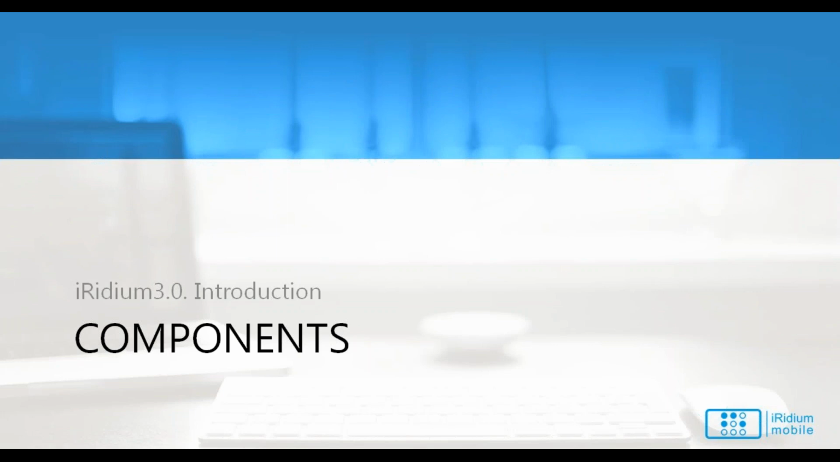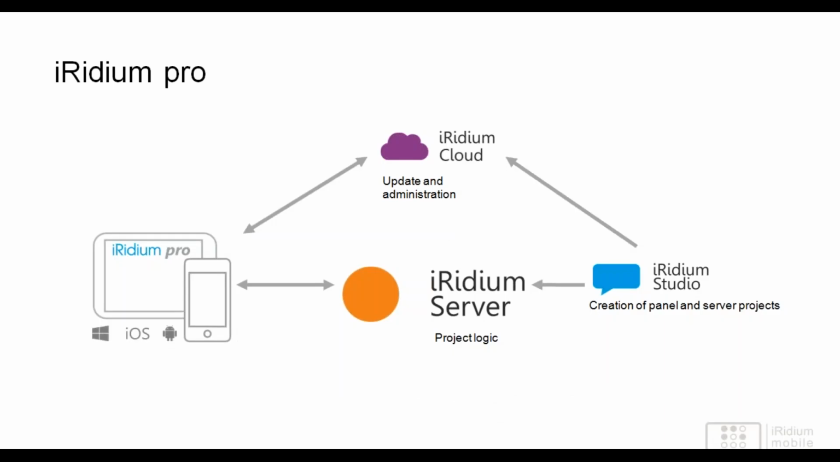A few words about our components. What do we have? There is a principal scheme of iRidium Pro. So on the left side there is i3 Pro application, which is installed on the control panel. Then upper we see iRidium Cloud for updating and administration of your objects. Then you can use iRidium Server for project logic, for energy management, and there is iRidium Studio as a tool for creating visualization project and project for a server.